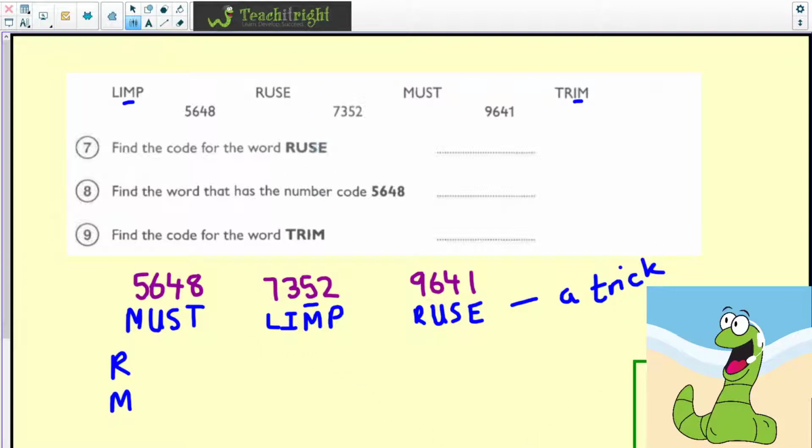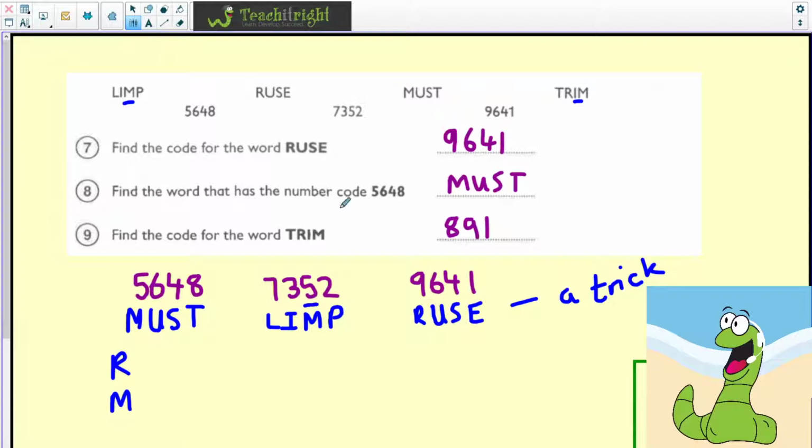So let's see if we can work out the codes. So we've got ruse is 9, 6, 4, 1. Then we've got 5, 6, 4, 8, and that must be must. And then we've got the code for trim. So we need to work this one out because it was one of the words we didn't use. So T will be the 8. The R will be the 9. The I will be the 1.